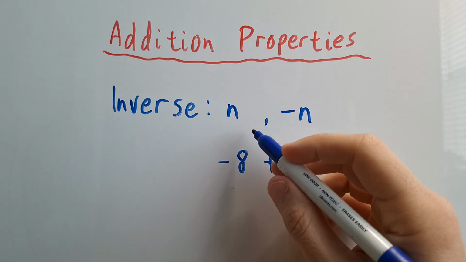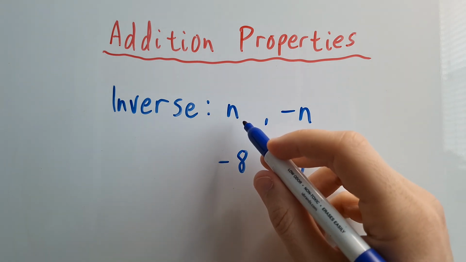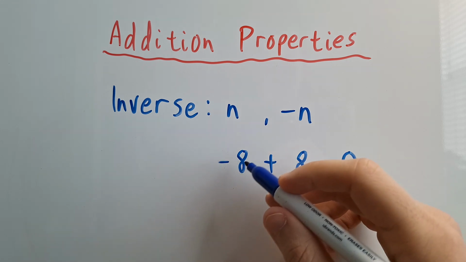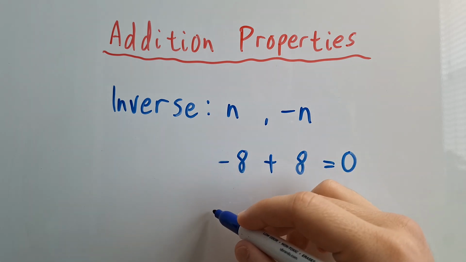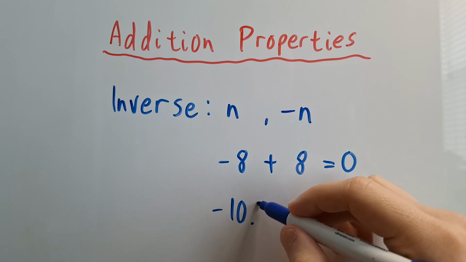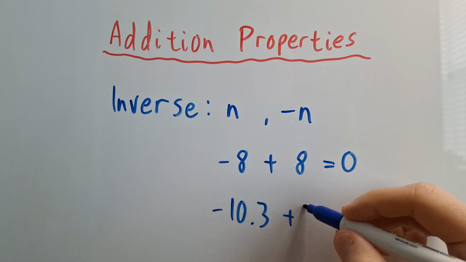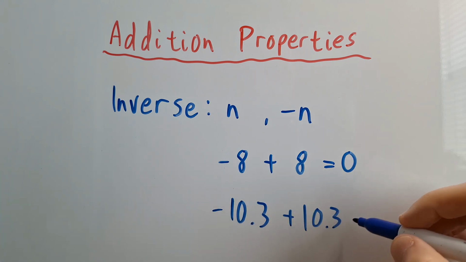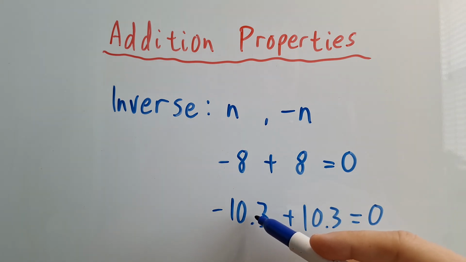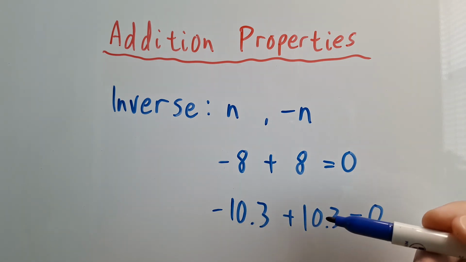And this also, again, works for every real number. This, again, includes negative numbers, including fractions and decimals. So negative 10.3 plus 10.3 is 0. Adding a number and its respective additive inverse, or opposite, is 0.